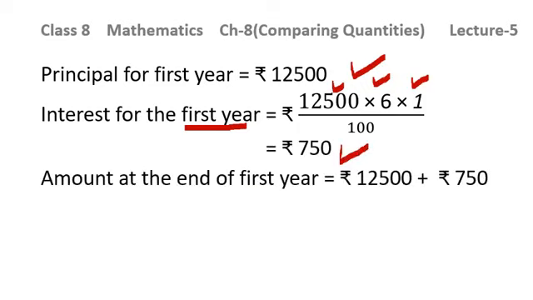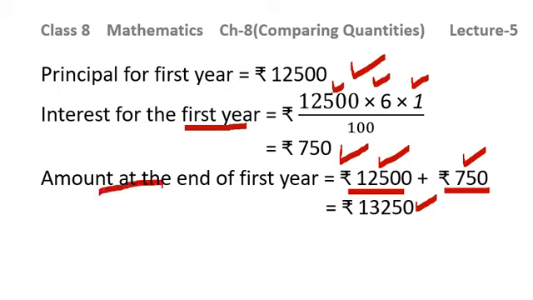Then amount at the end of first year. We know the formula for amount. Amount is given by principal plus interest. So this is the principal, plus this is the interest we have calculated for 1 year. So the total amount will be 13,250. This is the amount at the end of first year.